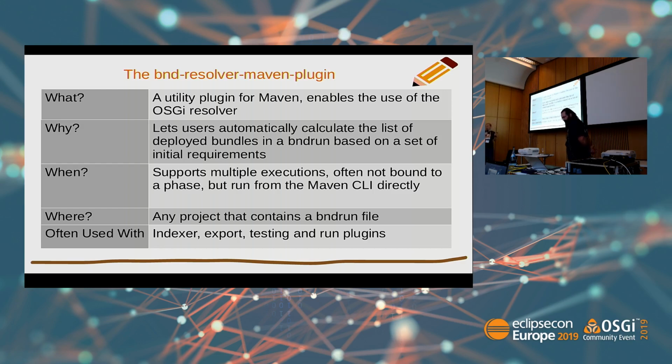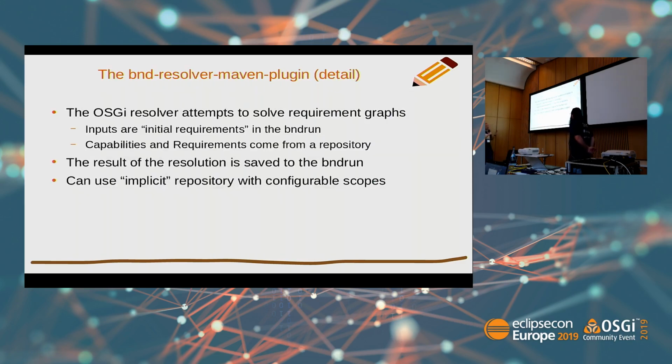You sometimes also do choose to bind it into your build phases, so that in CI, you'll use the resolver to validate, but it can really just be applied to anywhere that you've got a BNDRun file, either directly from the command line or in your POM. So the important things that you need to know are that effectively it's trying to solve a requirement graph that you give it. And these requirements live in a thing called a BNDRun file, which is going to be familiar to anyone who's used BND workspaces in the past.